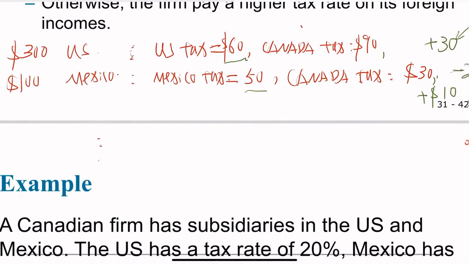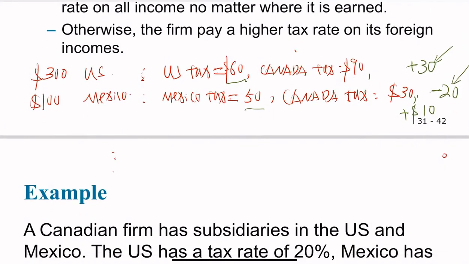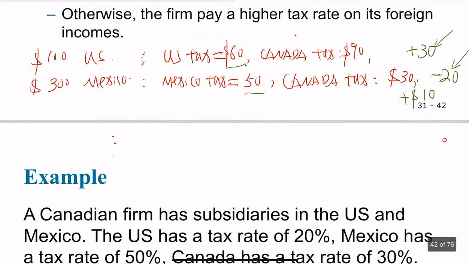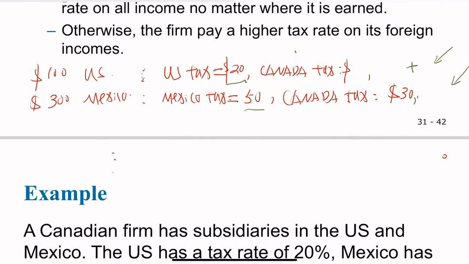So let's first use the more convoluted method. Let's first calculate tax individually. The U.S. tax would be $20 million, and the Canada tax liability would be 30.